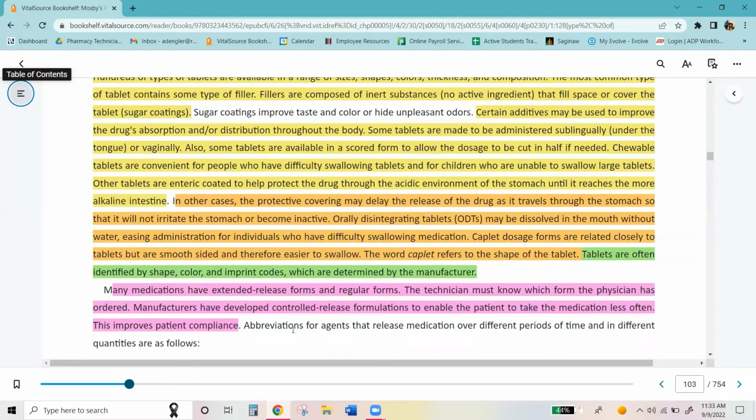Orally disintegrating tablets, ODTs, that's usually how they're abbreviated, may be dissolved in the mouth without water, easing administration for individuals who have difficulty swallowing medication. Caplet dosage forms are relatively close to tablets, but are smooth-sided and therefore easier to swallow. The word caplet refers to the shape of the tablet. Tablets are often identified by shape, color, and imprint codes, which are determined by the drug's manufacturer.